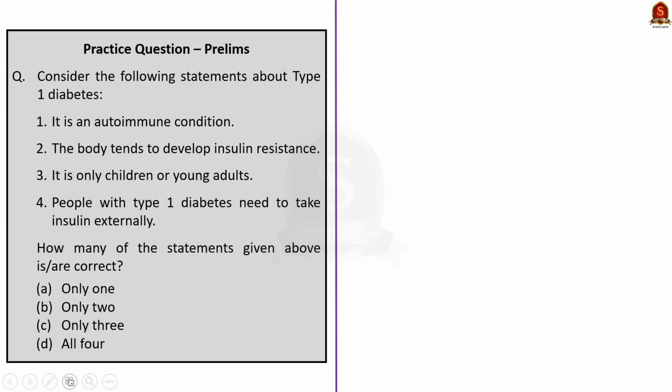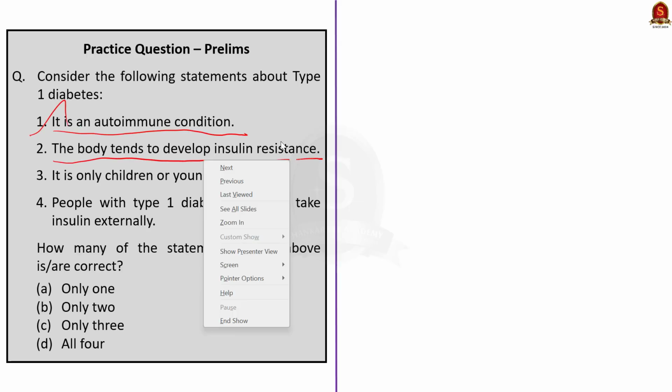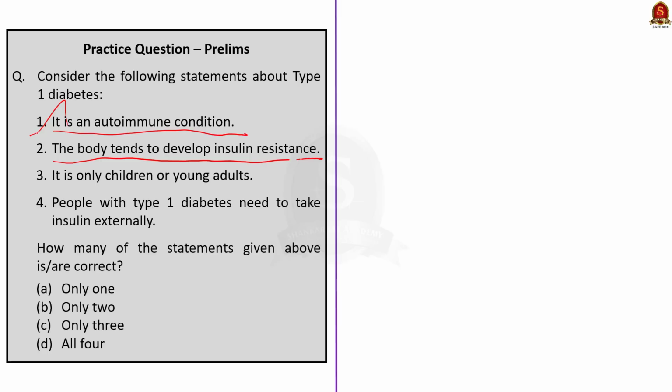Now moving on. Here statements regarding type 1 diabetes are given. Look at this first statement. It is an autoimmune condition. Yes, it is an autoimmune condition. Statement 2, the body tends to develop insulin resistance. See, insulin resistance is actually related to type 2 diabetes. So this statement is wrong.